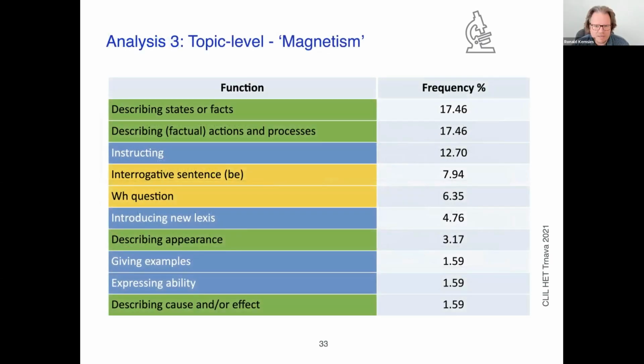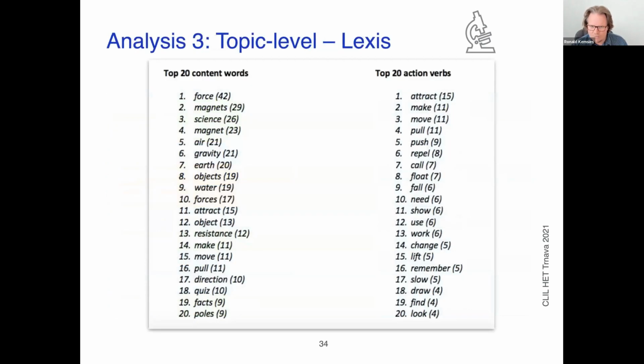Here we have another example. This is magnetism. Again, you have a different kind of distribution as far as the functions are concerned. And again, when we have a look at the lexis, then you see we have obviously different content words and different action verbs. But again, this is useful information for a language teacher or for a CLIL teacher because these are statistical data which you can build on, basically.